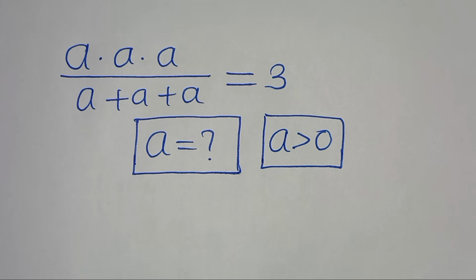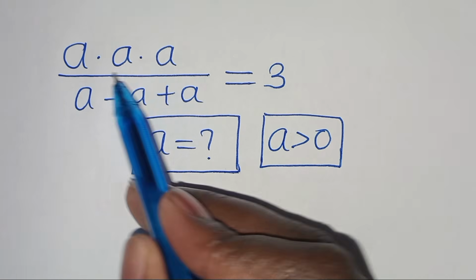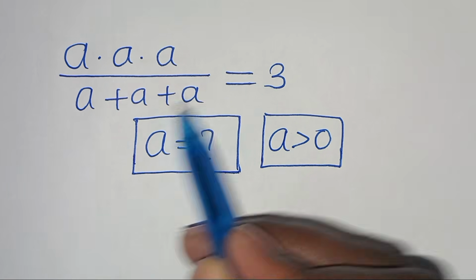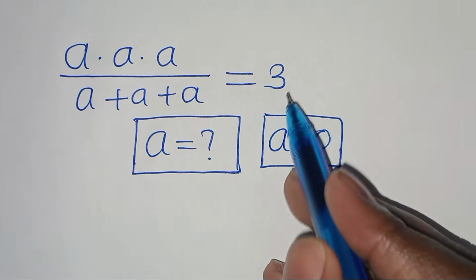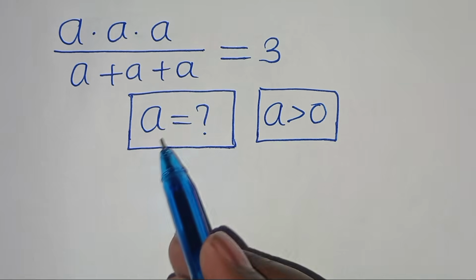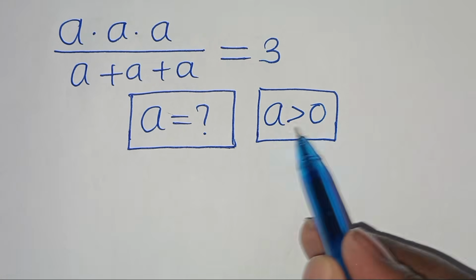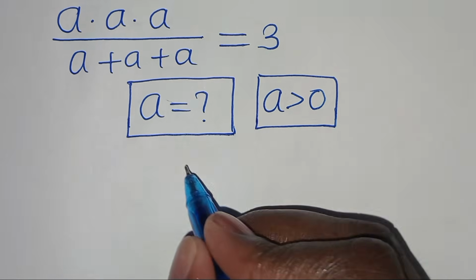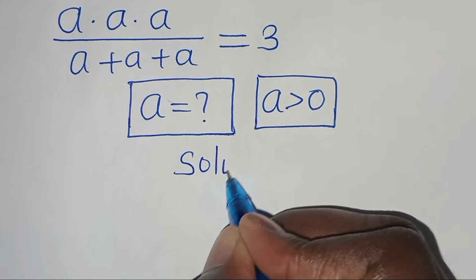Hello everyone, you're welcome to solve this nice algebra problem, which is a times a times a divided by a plus a plus a. This is equal to 3. Now, what is the value of a given that a is greater than 0? So let's provide a solution from here.